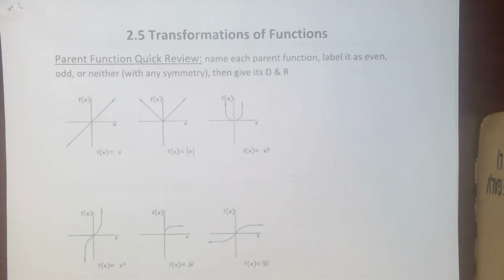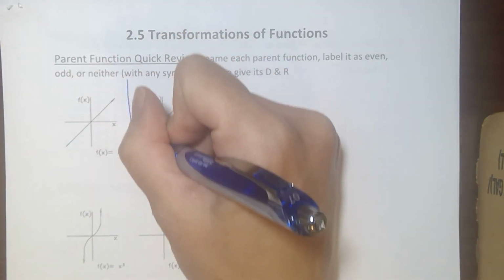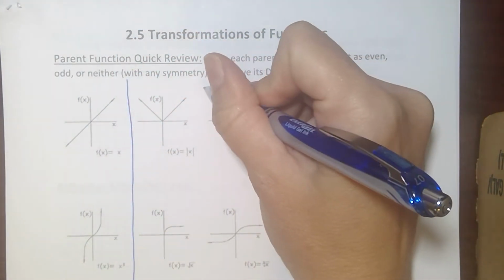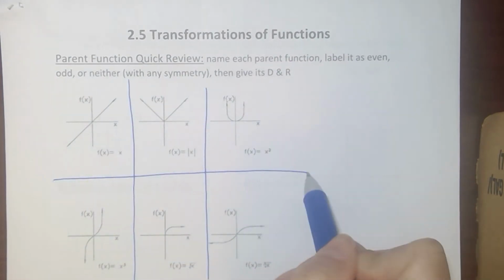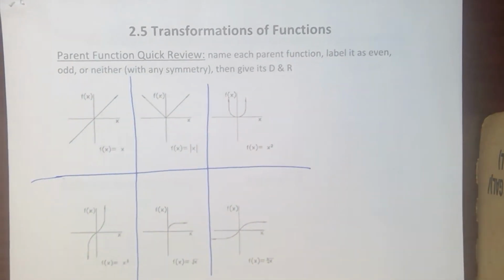We're going to review them by naming each of them, labeling it as even, odd, or neither, and telling what that means as far as symmetry, and then giving the domain and the range of that function. I'm going to go ahead and give us a little bit of structure here so that we can have a defined space to put that information about each function.